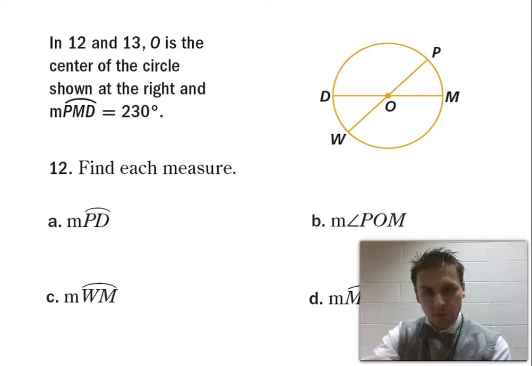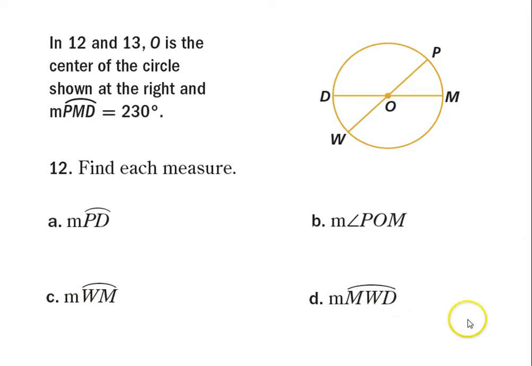Alright, and now we're going to do numbers 12 and 13 from the Geometry Chapter 3 self-test. So we have the figure here and all of the four things we need to find for number 12. It says that in 12, O is the center of the circle, shown at the right, and the measure of arc length PMD is 230 degrees.